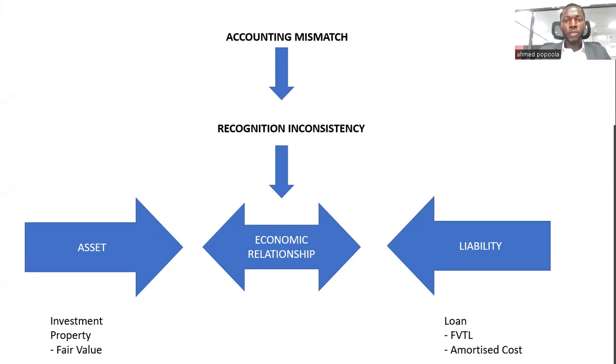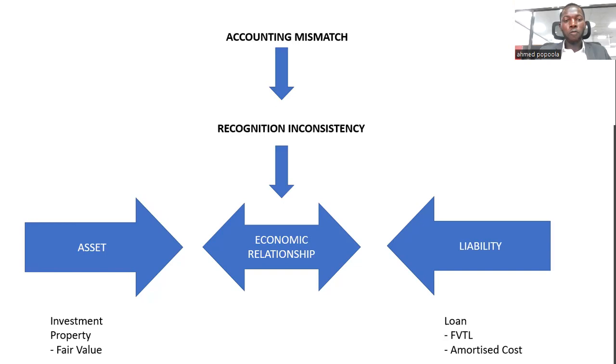The way the items are treated must be in the same way, right? If an asset and a liability have a relationship between them, that is, they have something connecting both of them, then there is an economic relationship between them. The way the asset will be treated must be the same way the liability is treated. If the asset is measured in a particular way, and its related liability is measured or treated in a different way, that is an accounting mismatch, and it should be avoided, right?